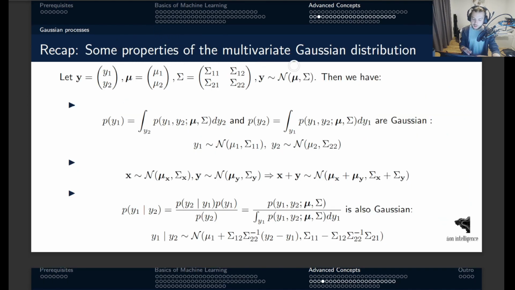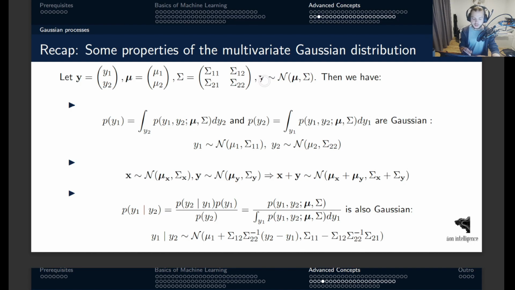So let's review some basic properties of the multivariate Gaussian distribution. For this, let's consider the 2D case. Of course, it will generalize to d dimensions, but this way it's a little more digestible, I think. We have a random vector y. It contains two entries, y1 and y2. We have the expectation vector mu. It also has two entries, mu1 and mu2. And we have the covariance matrix sigma. It has four entries. On the diagonal, you have the variances of y1 and y2. These are random variables. And on the off diagonals, you have the covariance between y1 and y2.